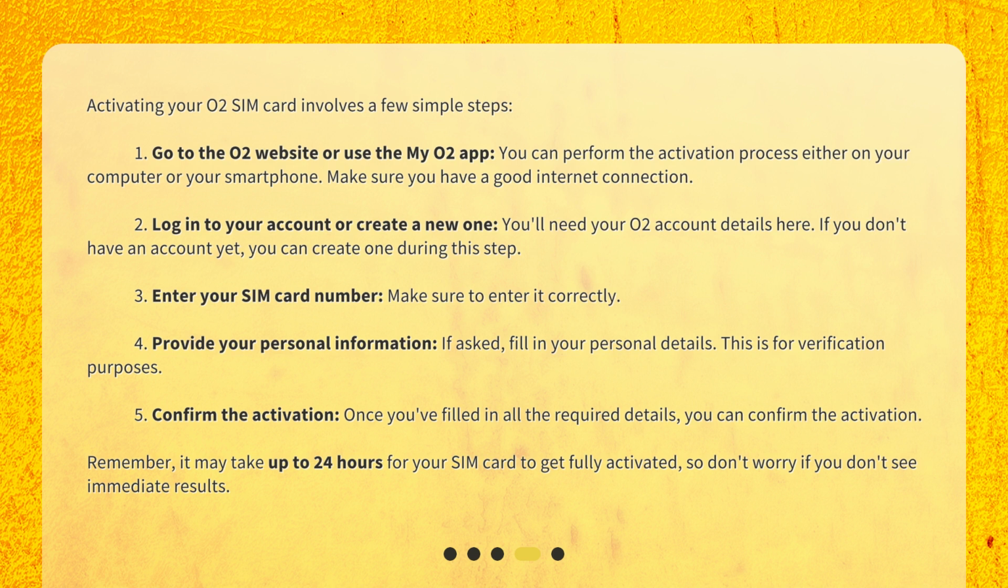5. Confirm the activation. Once you've filled in all the required details, you can confirm the activation. Remember, it may take up to 24 hours for your SIM card to get fully activated, so don't worry if you don't see immediate results.